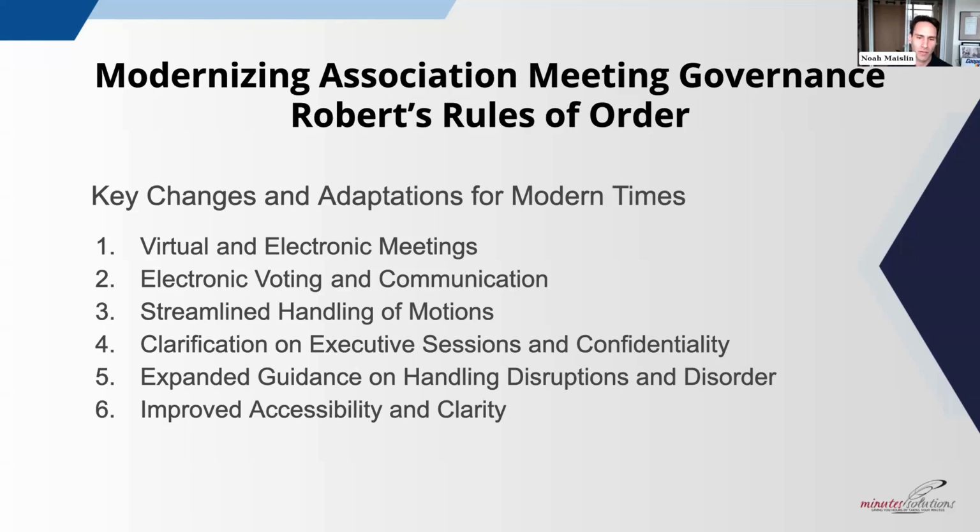The key takeaway from all this is that the 12th edition of Robert's Rules of Order reflects the realities of modern governance, adapting to technological advances, remote work, and the need for greater efficiency in decision-making. These updates help organizations run smoother, more inclusive, and better structured meetings, whether online or in person.